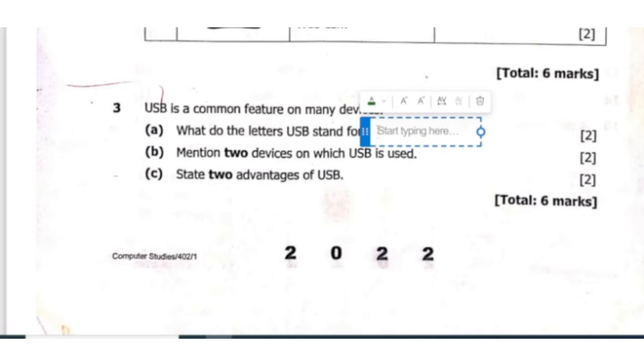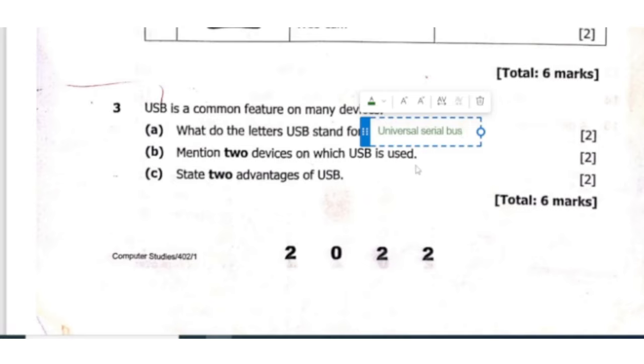So USB stands for Universal Serial Bus. Okay, that is what USB stands for, Universal Serial Bus. That one is carrying 2 marks.